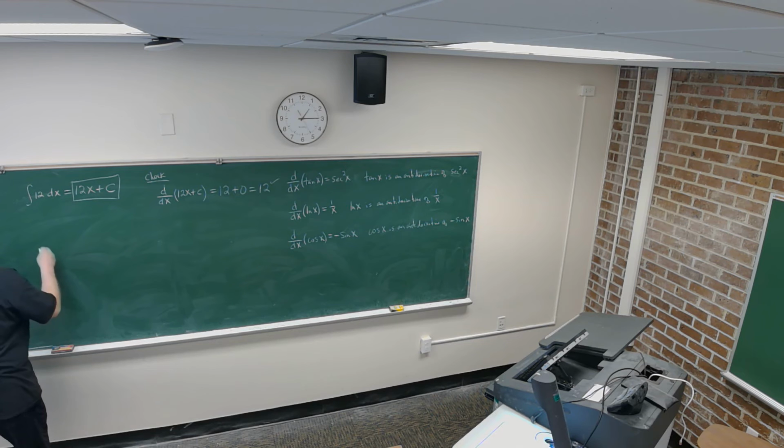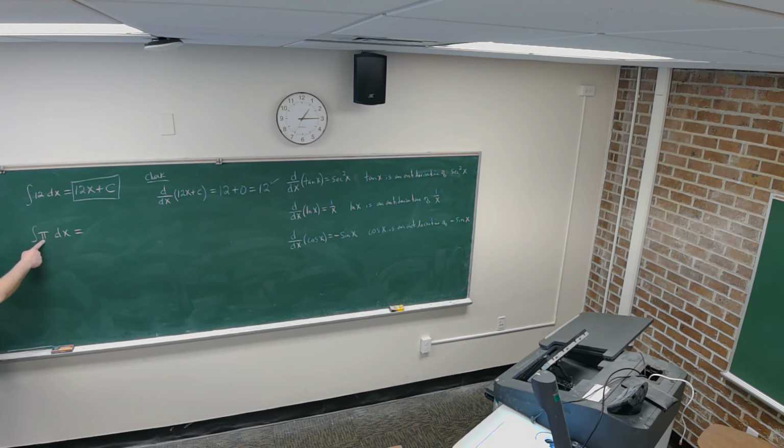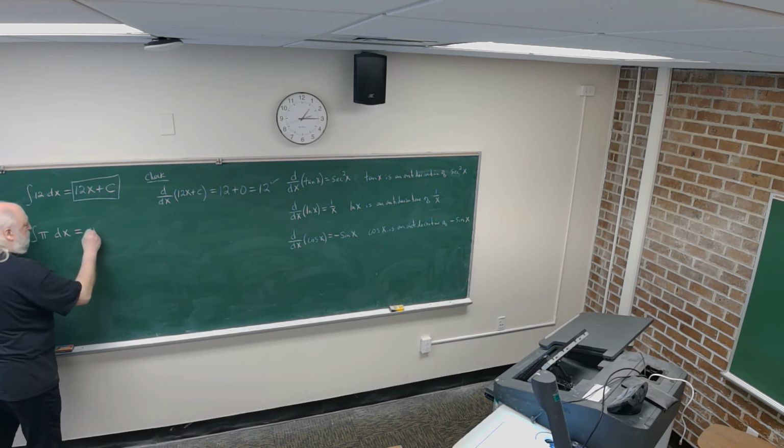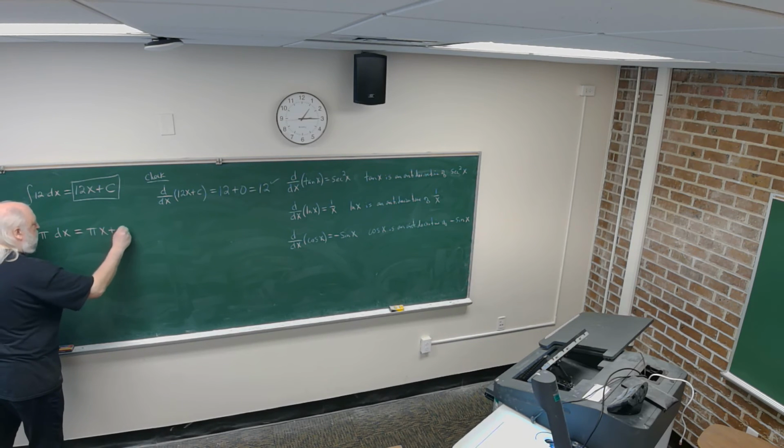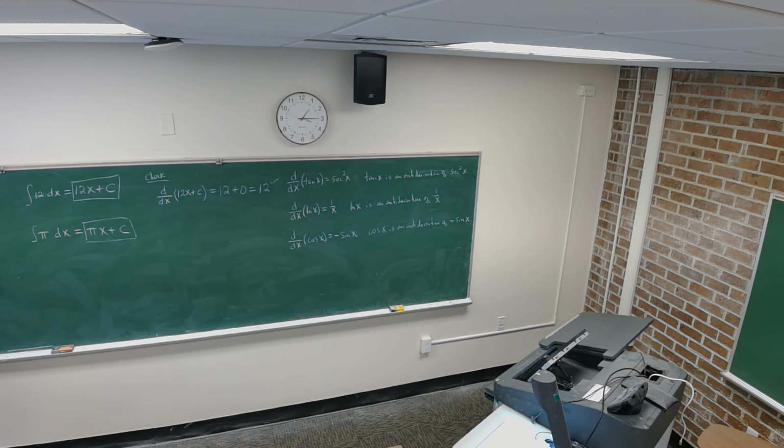The antiderivative of pi with respect to x, same thing. Pi is just a constant, 3.141. So the antiderivative of the constant pi with respect to x is pi x plus c. And again, you differentiate the answer with respect to x, and you end up with pi.